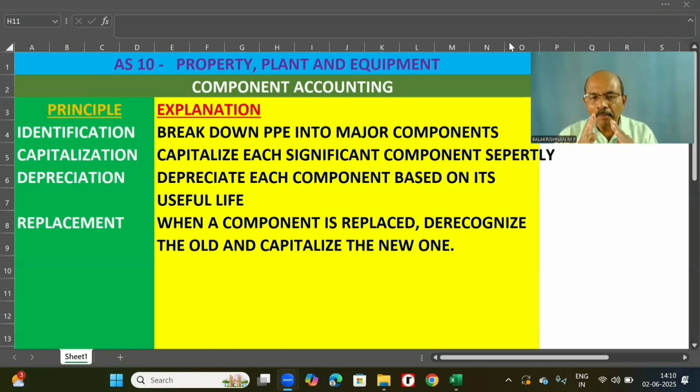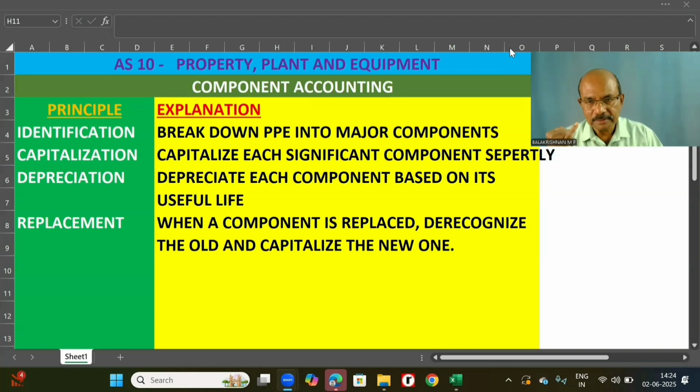Both require component accounting. Schedule 2 of the Companies Act 2013 says, useful life shall be determined for significant components if they have a different useful life than the asset as a whole. This reinforces the requirement of Accounting Standard 10. Well, now what are the challenges in practice?